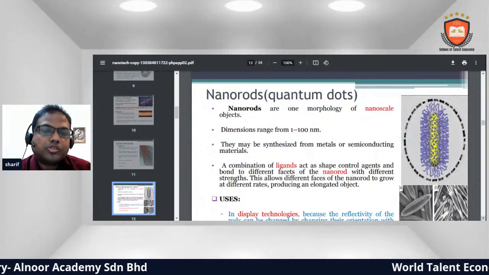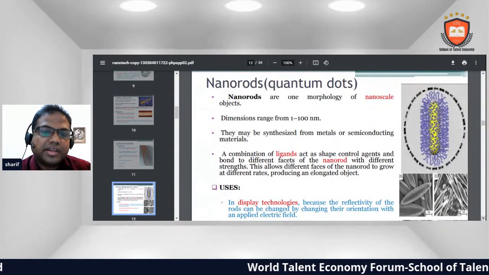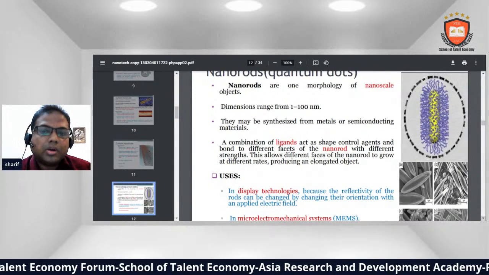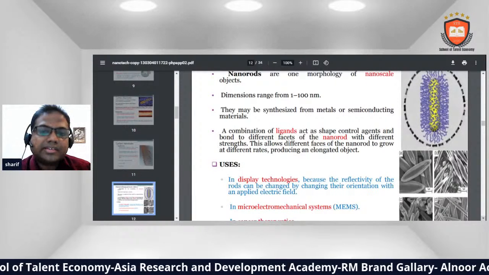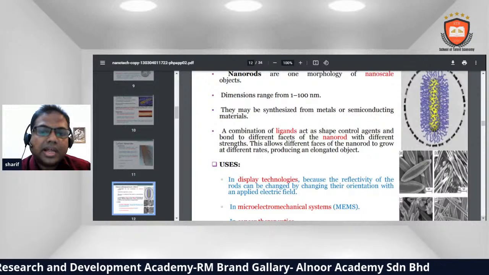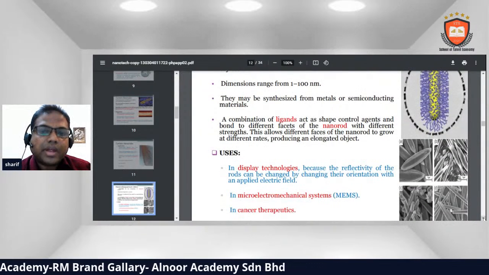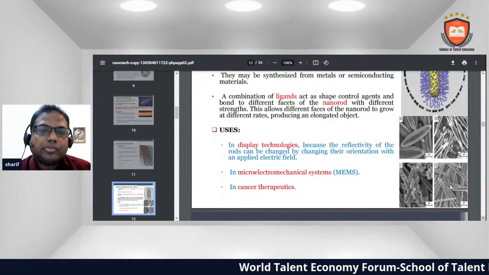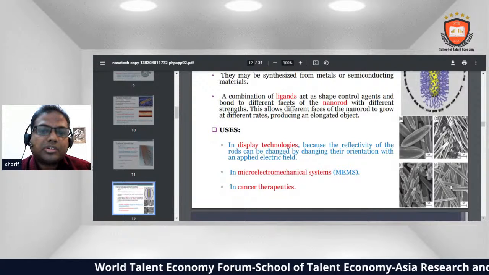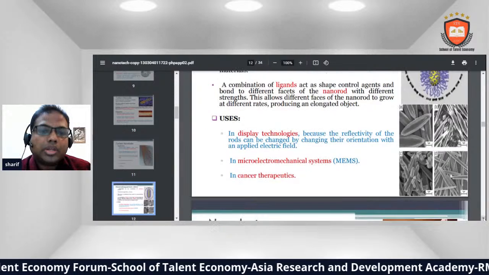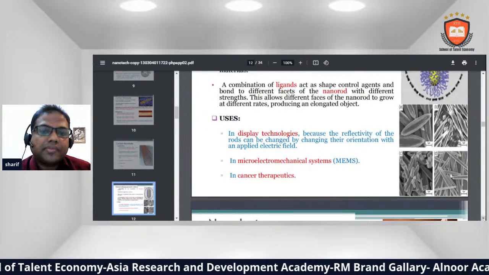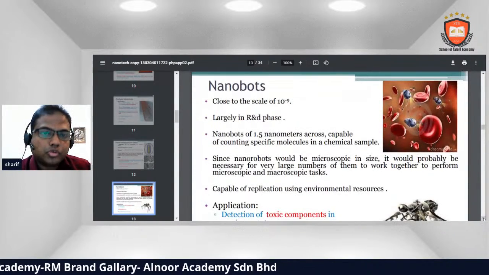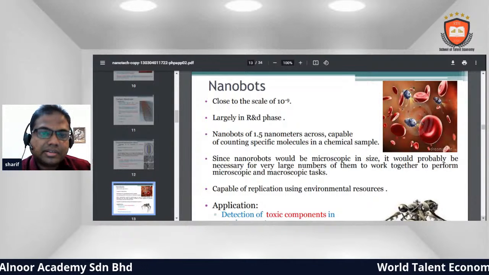Quantum dots. Nanodots are one morphology of nanoscale objects. Dimensions range from 1 to 100 nm. They may be synthesized from metals to semiconducting materials. A combination of ligands acts as a shape control agent and binds to different faces of the nanorods with different strength. This allows different faces of the nanorod to grow at different rates, producing elongated objects. Uses: display technologies, because the reflectivity of the rod can be changed by changing their orientation with an applied electric field, microelectronic systems, cancer therapies.